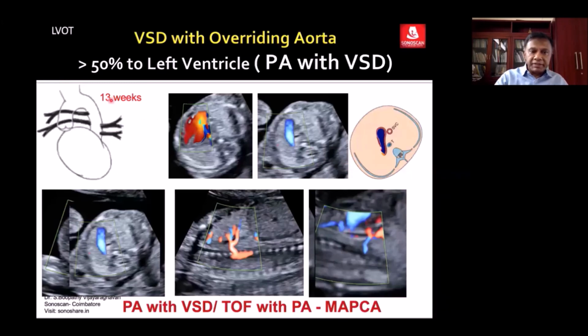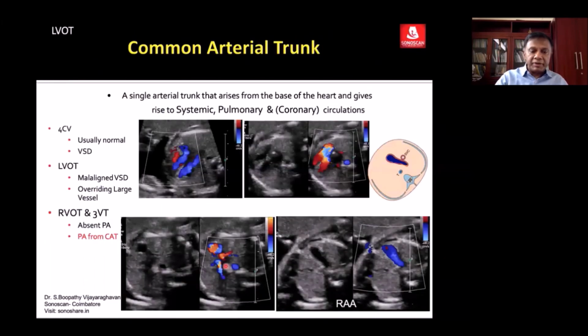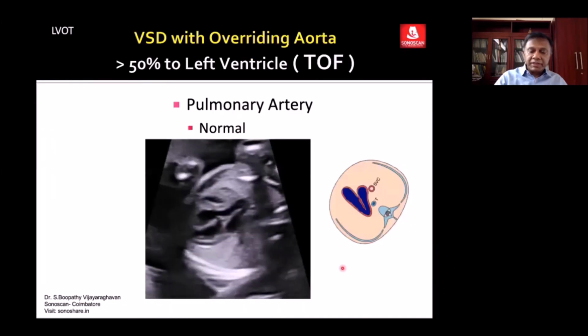This is 13 weeks. So VSD with overriding. In 3VT you see only the aorta, you don't see the pulmonary artery. When you look, you don't see any obvious tortuous vessels. But when you do a coronal scan, you see one in red and one in blue arising from the inferior aspect of the same proximal vessel. Then as we go distally, you see the single aorta. So this is rare.